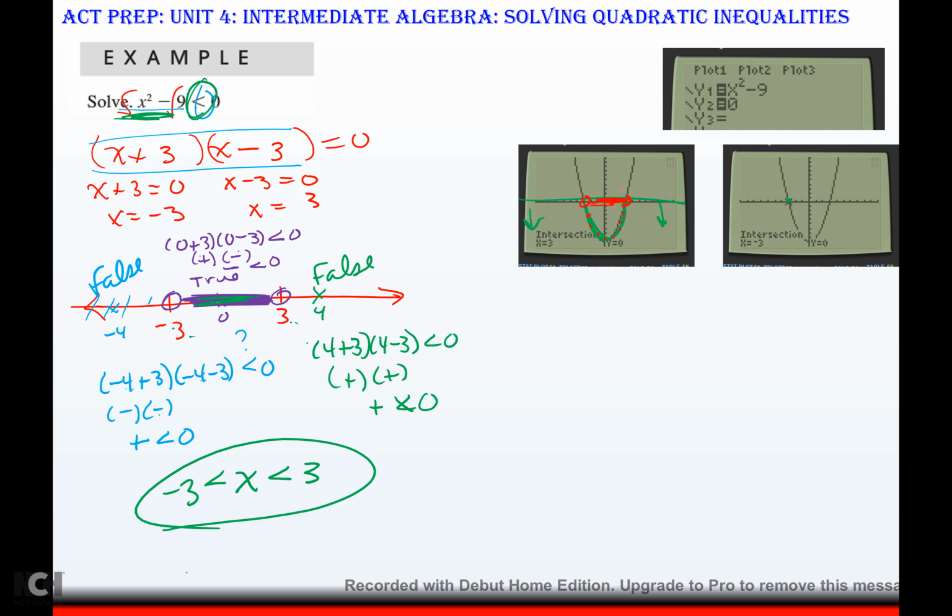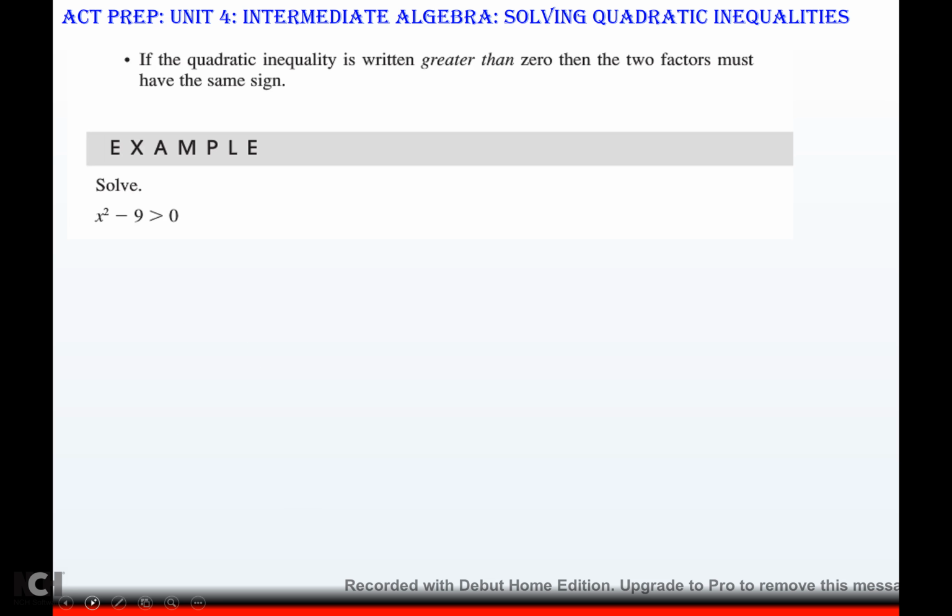Okay? And pretty much, well, no, I'm not going to go there. All right, so if I look at this one, it's the same problem, but now they want greater than 0. Well, I'm not going to do the problem again. We know that we got x equals 3 and x equals negative 3.